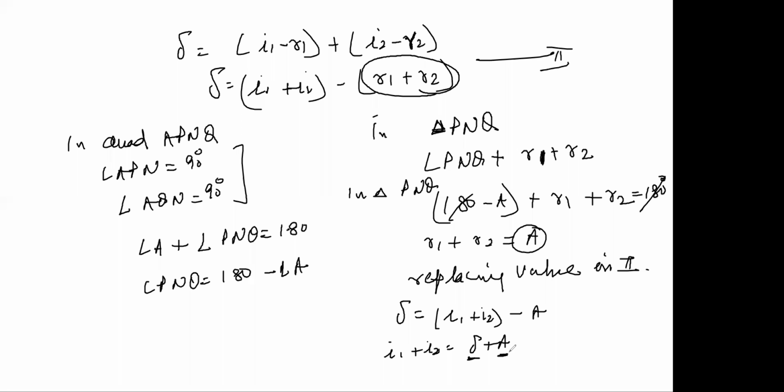So I got I1 plus I2. Please learn this all. This is a very important derivation for you. I got I1 plus I2 equals A plus delta. I will add one more point later on. जब हम बात करेंगे minimum deviation की तो हम उसमें slightly change करेंगे. But for a while, you understand that I1 plus I2 equals delta plus A.